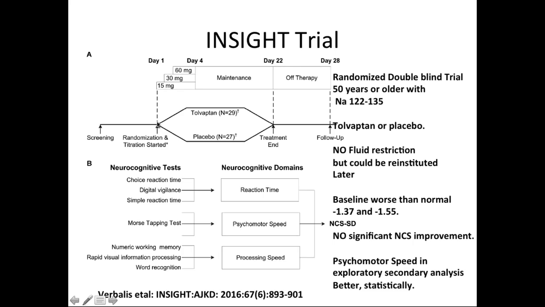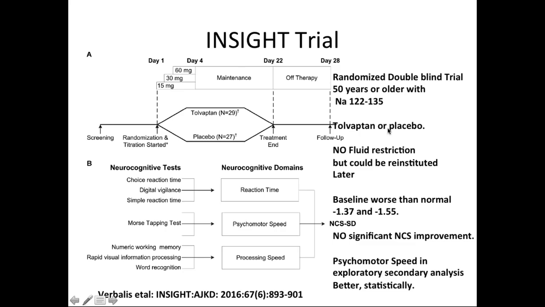They were titrated after randomization to 15 and then titrated up to 30 or 60, depending on their sodium, getting them up to about 135 till day 4. And then they were maintained on that dose till day 22, and then they were taken off therapy. The main and primary goal was to look at their neurocognitive domains, which included reaction time, psychomotor speed, and processing speed. All three were combined into an NCSCSD scoring system.